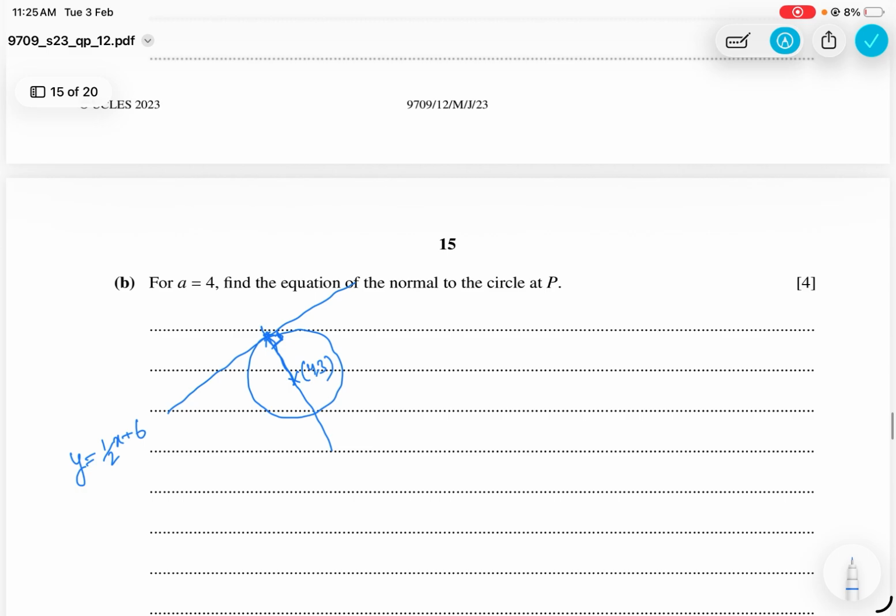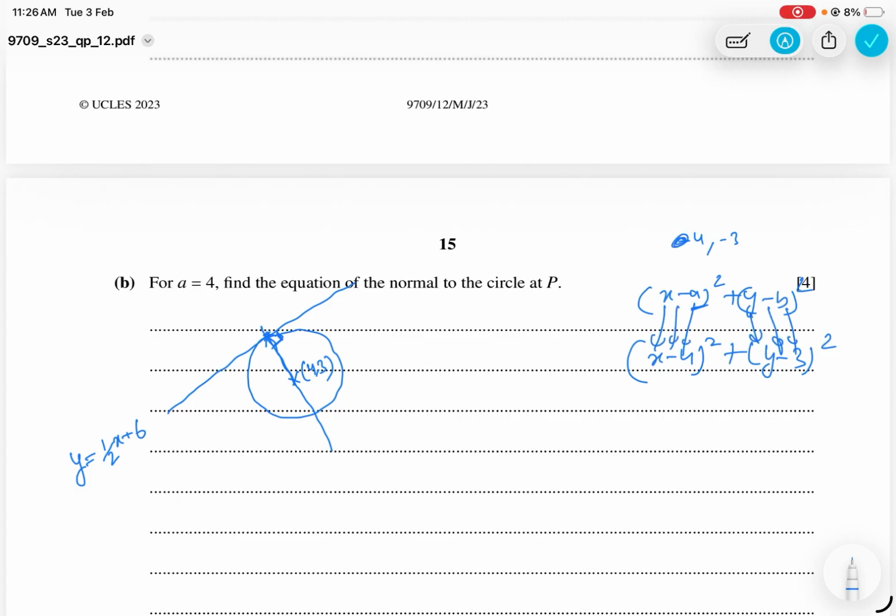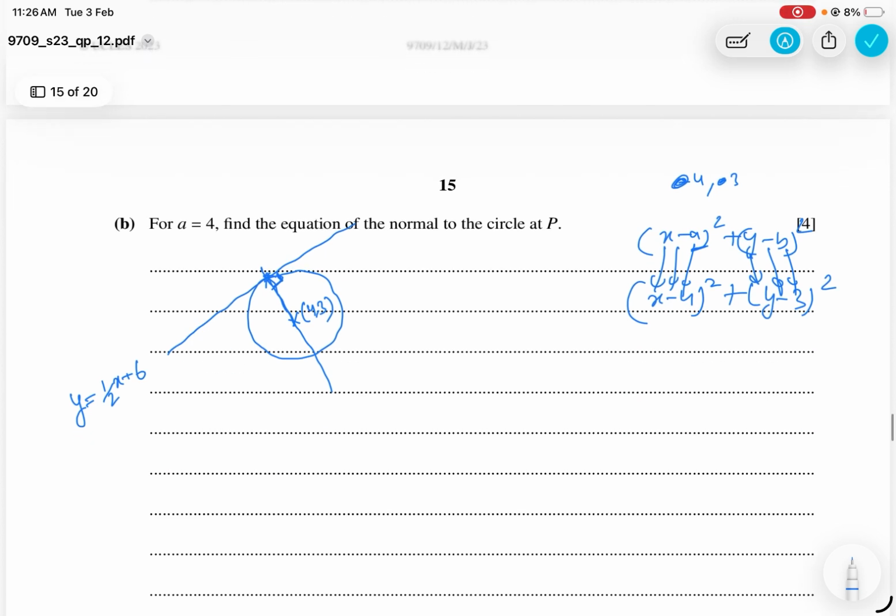Many mistakes which you make over here is you put negative 4 and negative 3. Don't do that. You have to compare this equation with (x minus a) squared plus (y minus b) squared. So if we have x minus 4 squared plus y minus 3 squared, compare it. x with x, minus with minus, a with 4. So a is 4, not minus 4. y with y, minus with minus, b with 3. So b is 3, not negative 3. Got this one, learners?